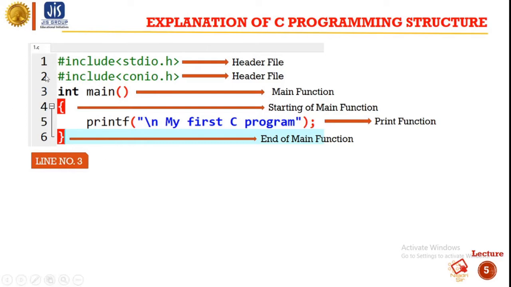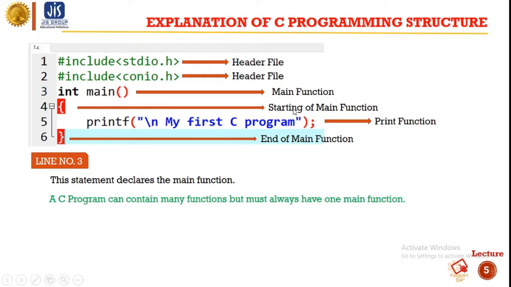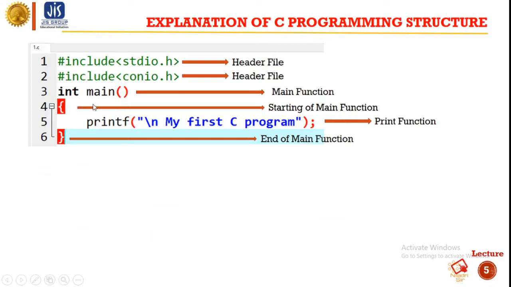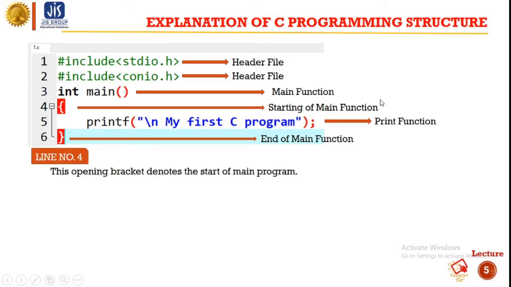Now, what is the function of line 3? What does it mean? Basically, this statement declares the main function. A C program can contain many functions but must always have one main function. A function is basically a self-contained module of code that can accomplish some task. The int specifies the return type of main, that is, what value it will return. Next, come to line number 4. The opening bracket denotes the start of the main program. This symbol is called the opening brace.